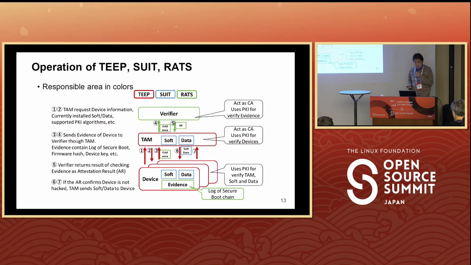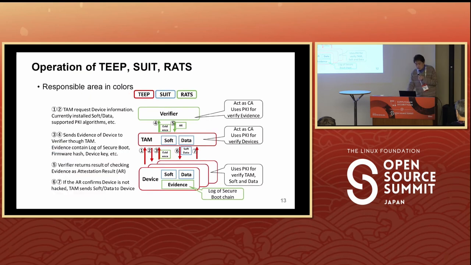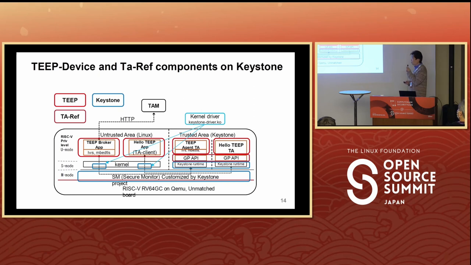And I think I already explained this here, but as you know from the previous slide, much of the information or specification is scattered all over the place, like in the TEEP working group, in the SUIT working group, in the RATS working group, so you have to read a few other drafts to understand this. But I'm just trying to make it easy to explain in this project for the presentation.